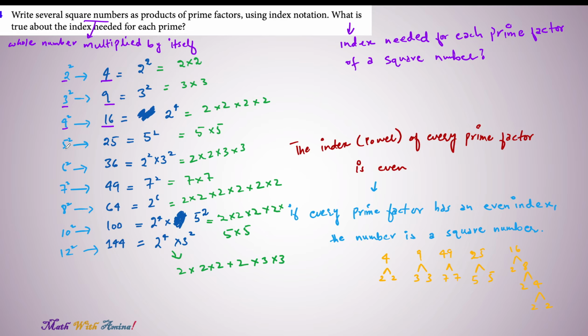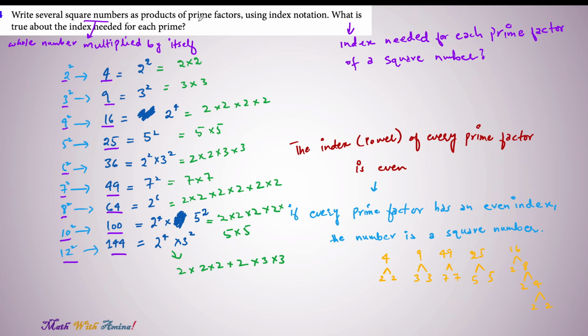5 is a whole number. When multiplied by itself, it gives us a square number. The same is with the rest of the numbers. 6 square, 6 is a whole number. When multiplied with itself, it gives us a square number. 7 is a whole number. When multiplied with itself, it gives us a square number. 8 is a whole number. When multiplied with itself, it gives us a square number. 10, in the same way, is a whole number. When multiplied by itself, it gives us a square number. And so is 12. It is a whole number. When multiplied by itself, it gives us a square number.